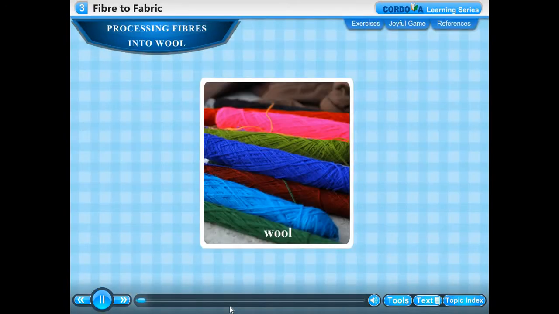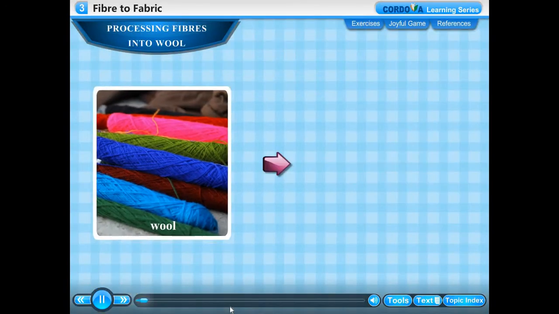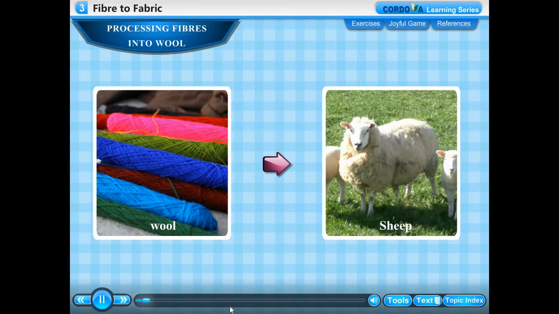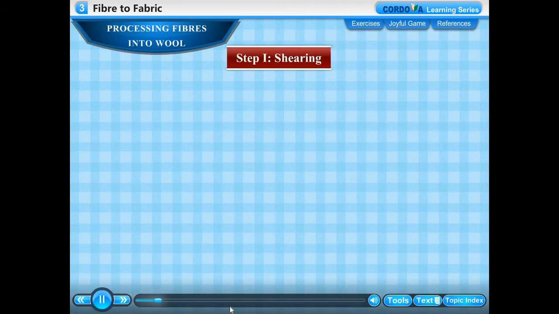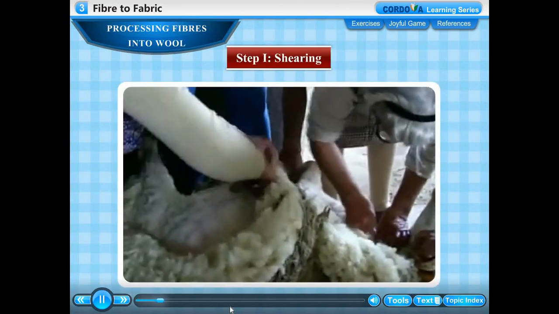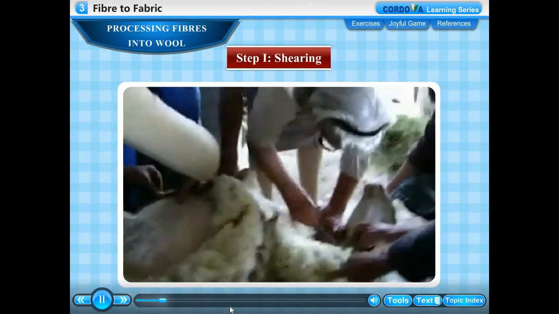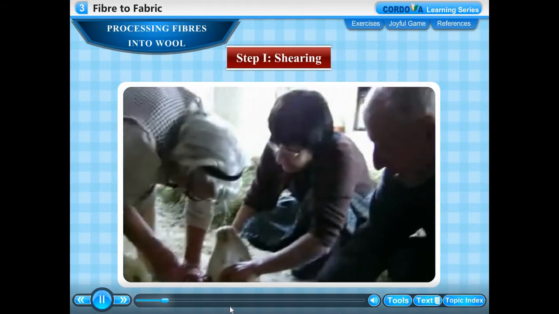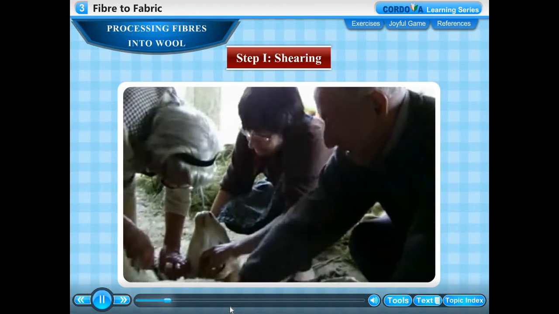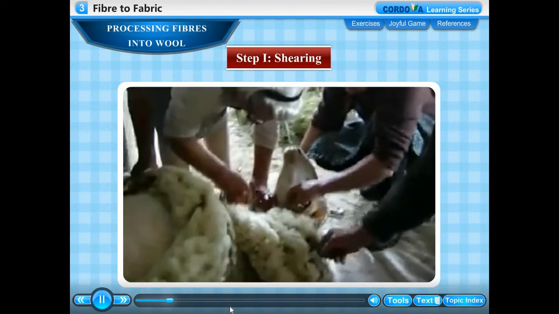Processing fibers into wool. Wool is obtained from the sheep by a long process which involves various steps. Let us study each step one by one. Step 1. Shearing. The fleece, the coat of wool of sheep, along with a thin layer of skin, is peeled from the body of the sheep.